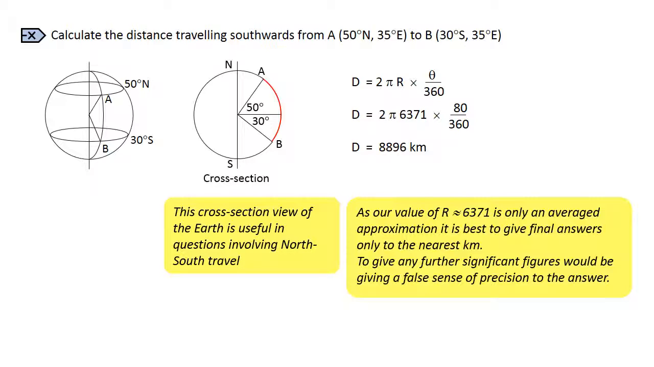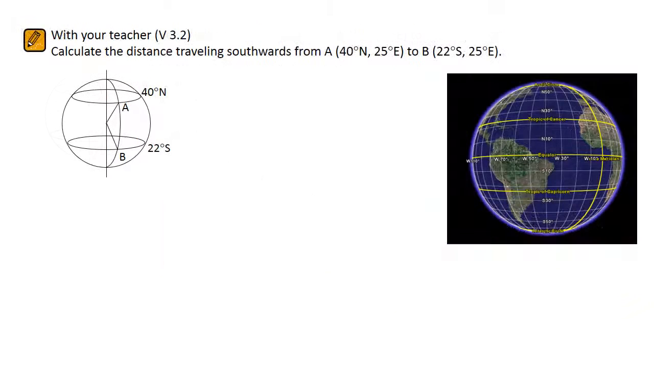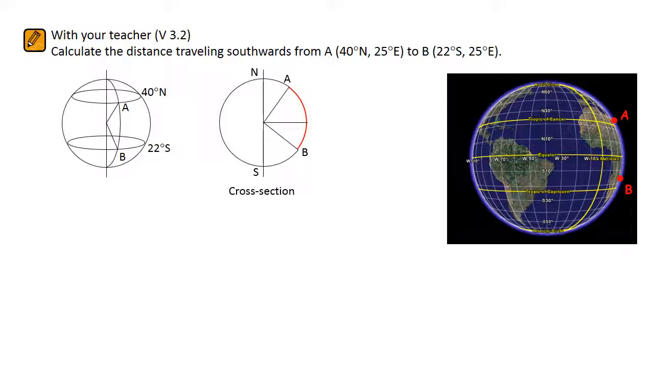Let's work some more examples. In this example, we are to calculate the distance between two places on the same longitude, one at 40 degrees north and the other at 22 degrees south of the equator. So we draw a cross-section diagram of the Earth and position A and B appropriately. A is 40 degrees north and B 22 degrees south of the equator.